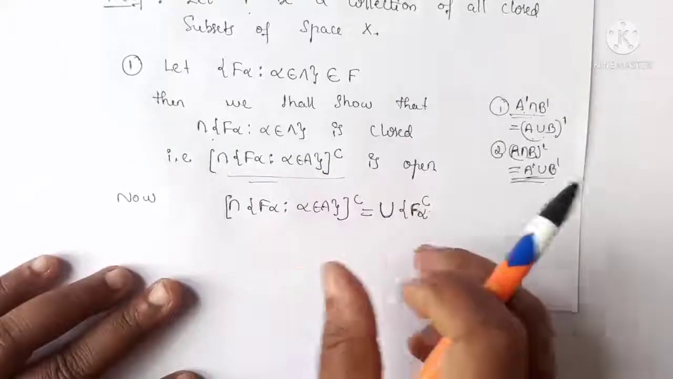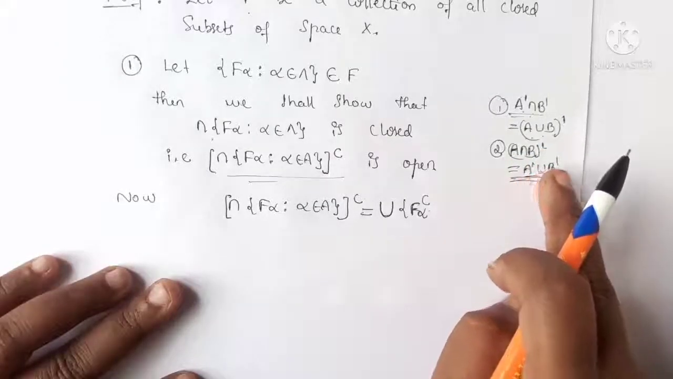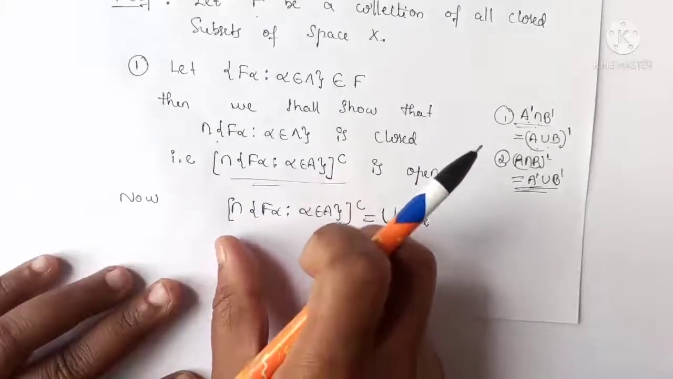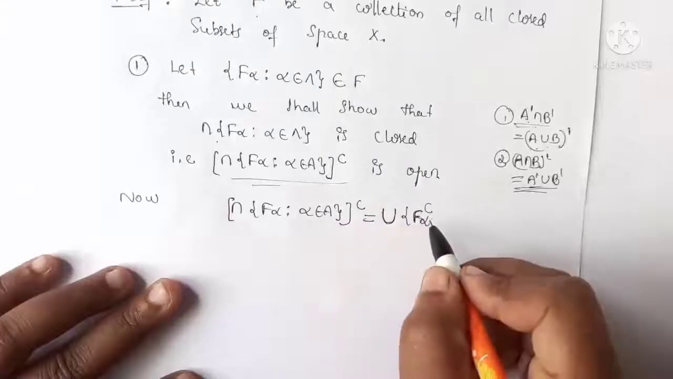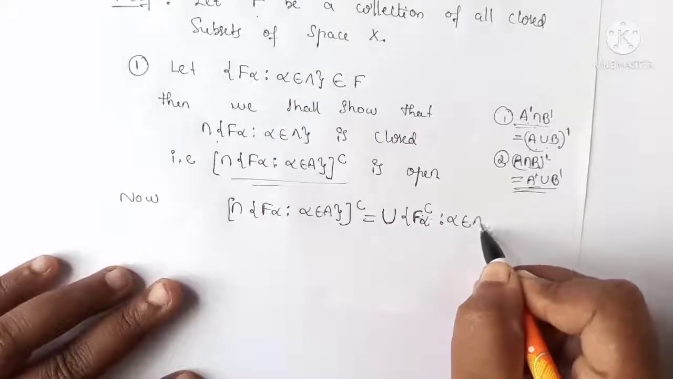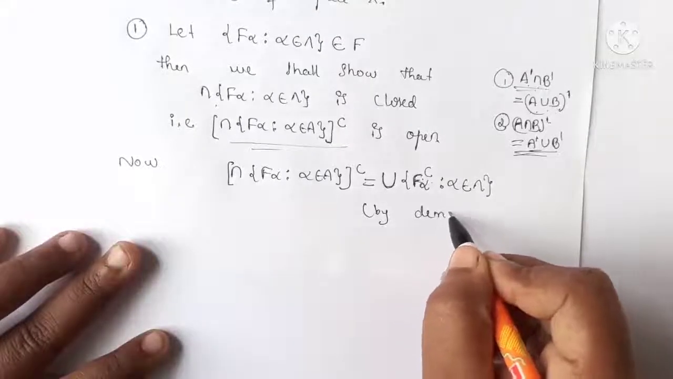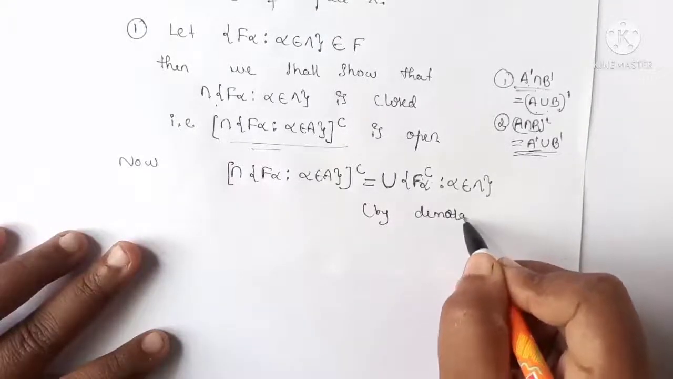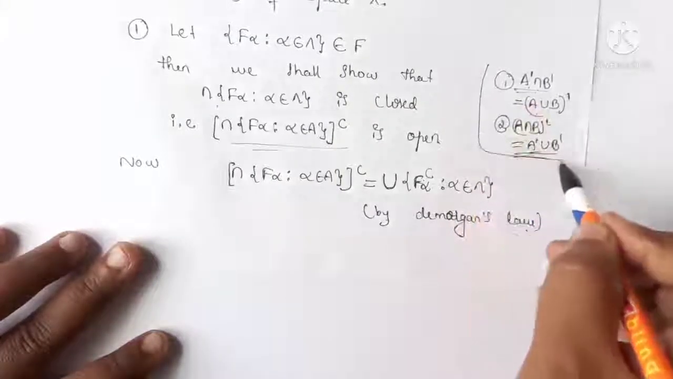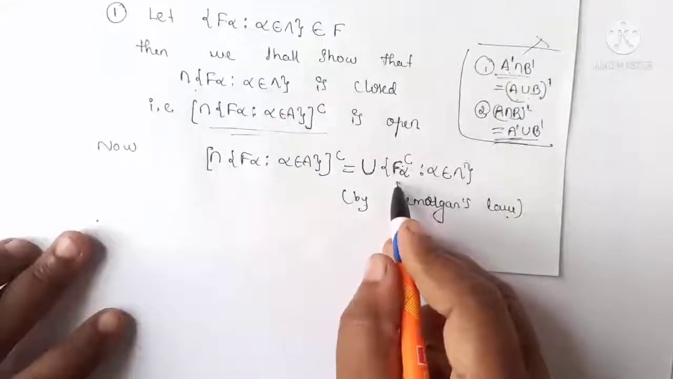For this particular case we apply A intersection B whole dash equals A dash union B dash. Similarly, the whole complement of the intersection of all the F alpha equals the union of the complements of F alpha, alpha belongs to the index set. So this is by De Morgan's law. You just write by De Morgan's law.